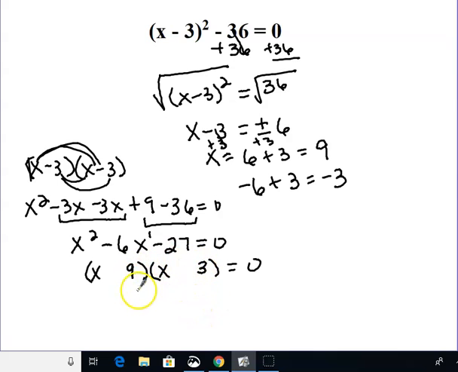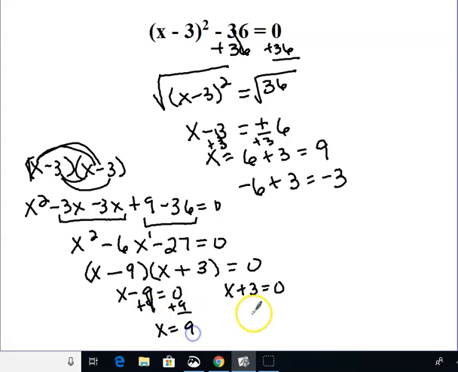I need these signs to be opposite because I need to get a negative 27. And I need the 9 to be negative because when I add negative 9 plus 3, that would give me a negative 6. Then set each parenthesis equal to 0. Add 9 to both sides. Subtract 3. And notice how I got 9 and negative 3, just like when I did the problem up here.